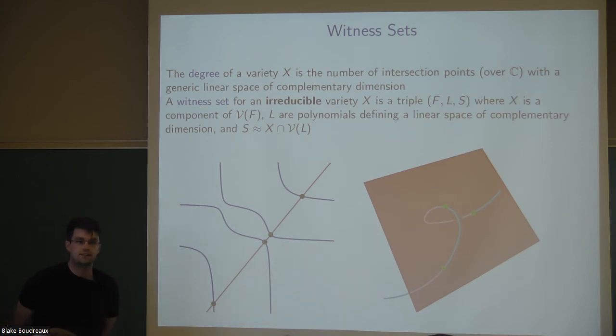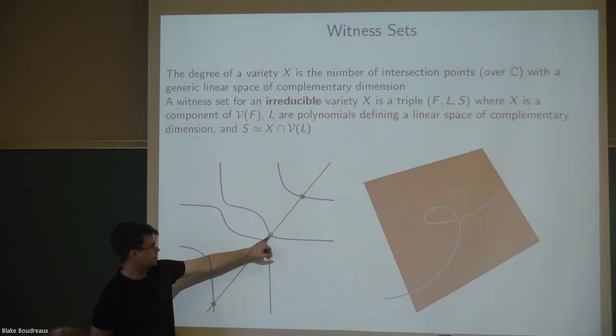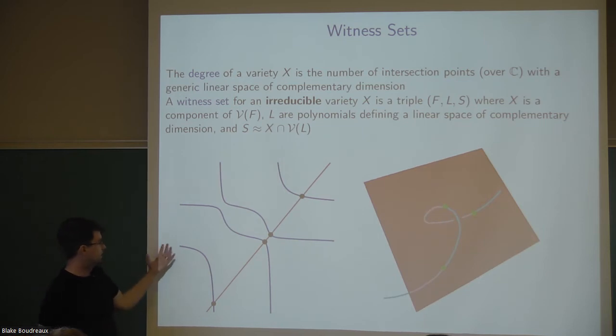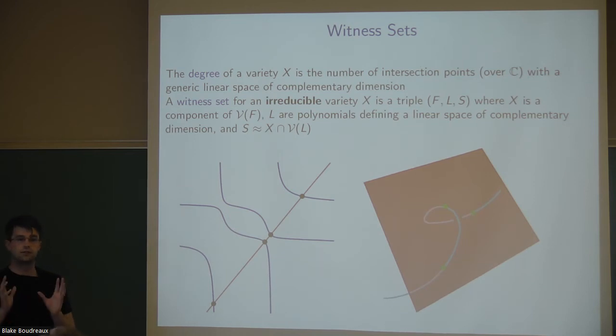For example, these are depictions of witness sets. On the left, we have a curve in the plane, so its codimension is 1. So a complementary linear space has dimension 1. In other words, if I intersect this quartic curve with a line, I would expect finitely many points, namely 4 points, which is what makes it a quartic. And if I find numerical approximations of these 4 points, and I have the equations which cut out the quartic and equations which cut out the line, those 3 pieces of information together give me something called a witness set.